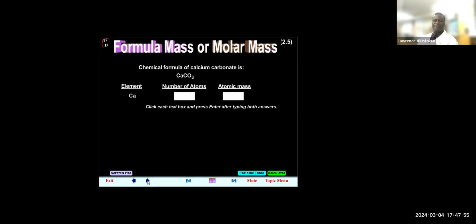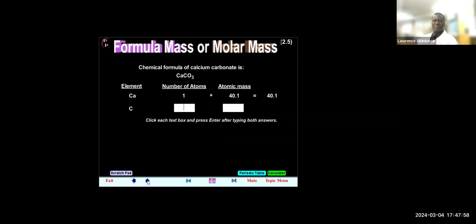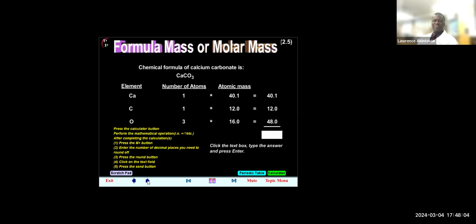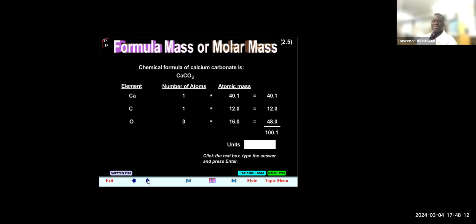Element Ca, element C, element O. And the total mass, or the molar mass, for CaCO3, calcium carbonate, is 100.1 grams per mole. All right, so that is formula mass and molar mass. Take note, we're going to be using this in stoichiometry problems as we move on, so make sure you remember all these steps.